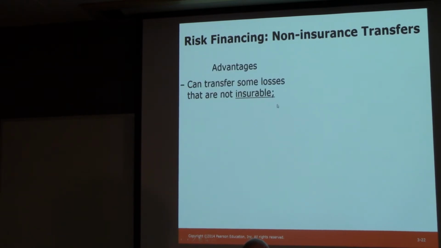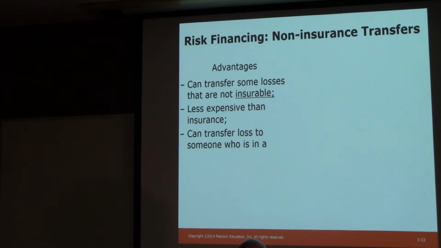All right, advantages. There are some losses that just aren't insurable. Insurance companies will not cover them. And so if you can have them covered by these transfers, then that's a good thing. Often you can insure them, but it's less expensive to transfer them via a contract. And sometimes you can transfer a loss to someone higher up in the production process who is in a better position to do things to lower the frequency and the severity of a loss. So if you're not in a position to control a process and you can transfer the risk to someone who can see the bigger picture and can take steps to lower the frequency and severity, then that's a good thing to do.